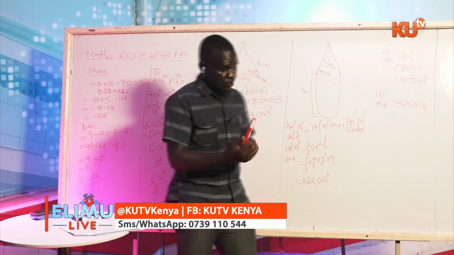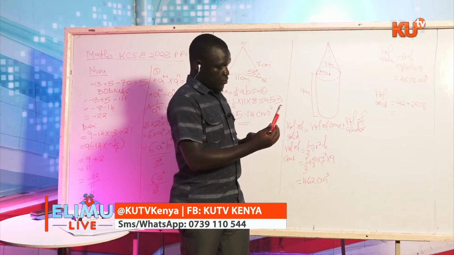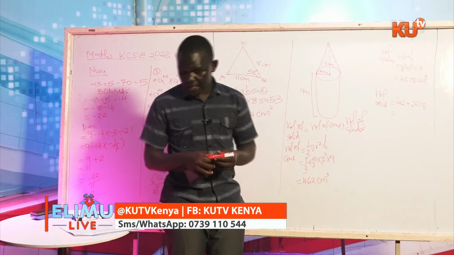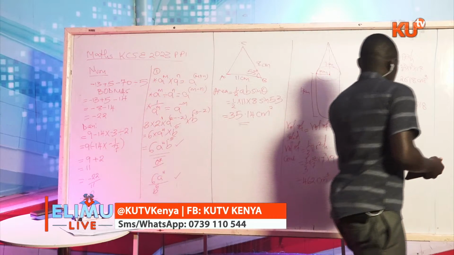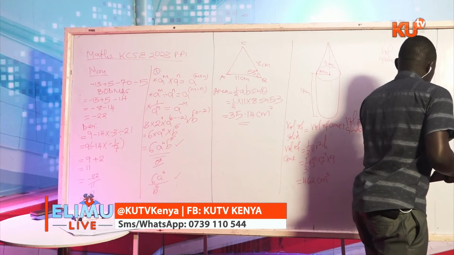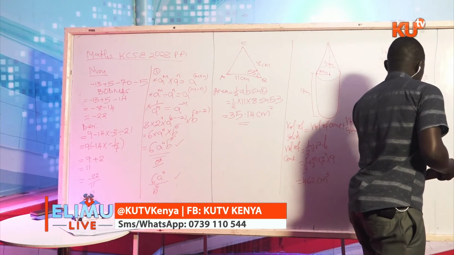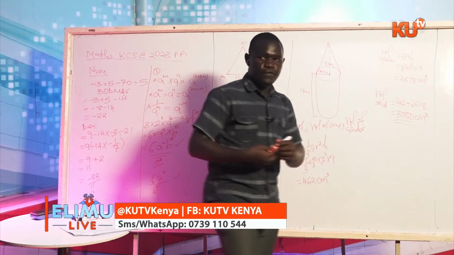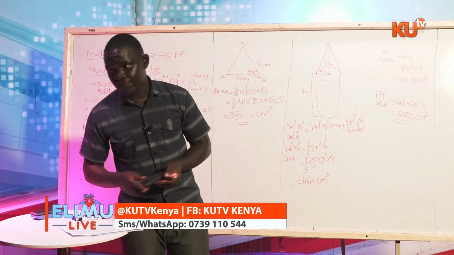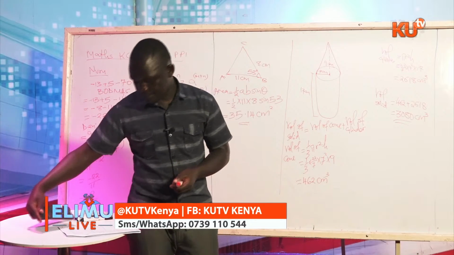So again, you use your calculator. When you add using your calculator, you should be getting 3080. So 3080. So that is the volume of that solid. So that is what you are to do in question number 4 KCSE last year.